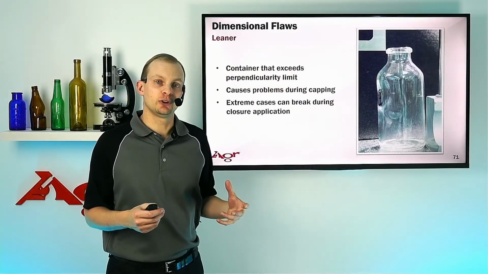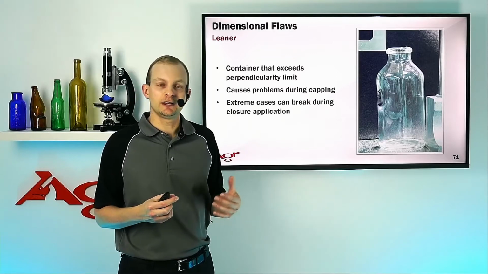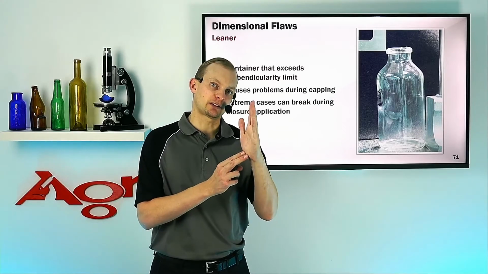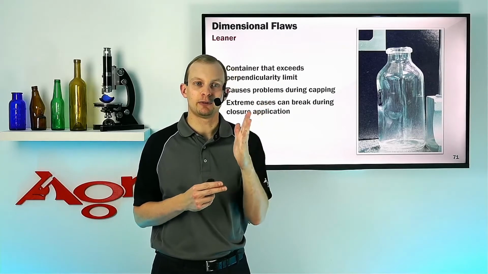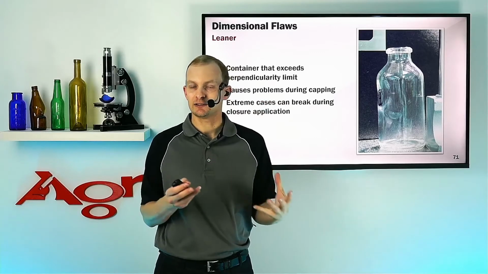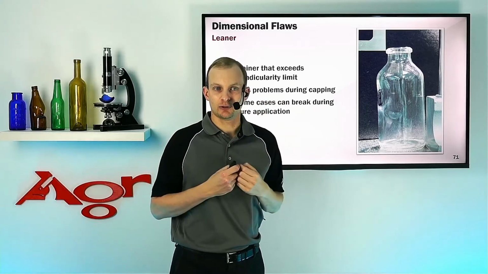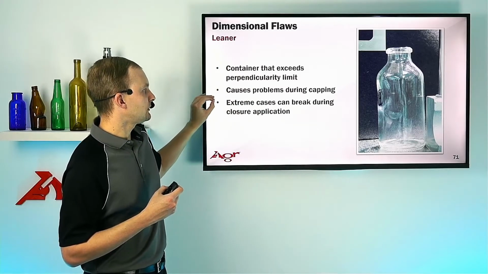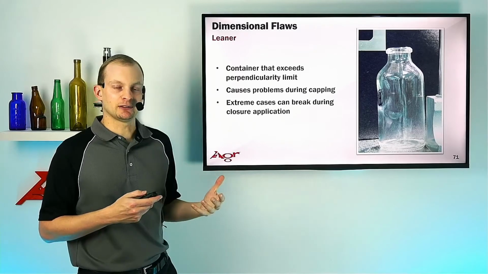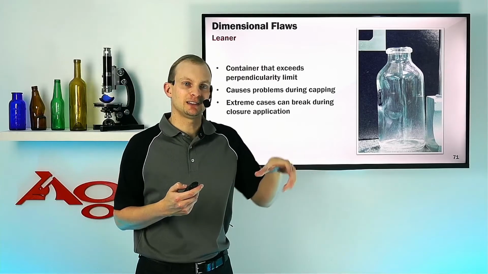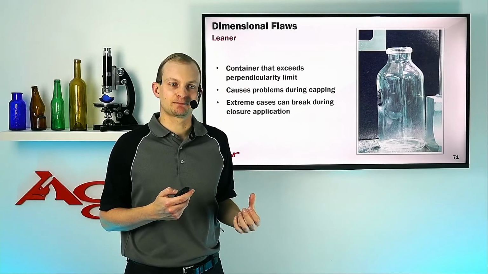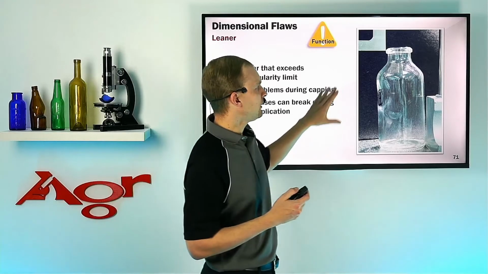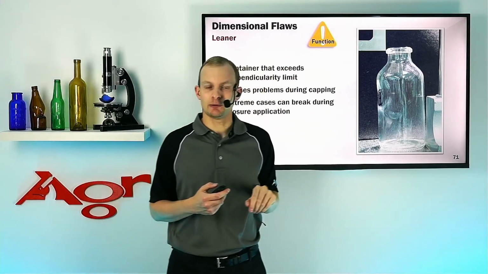The next dimensional flaw is referred to as a leaner. Leaners are when we have a container that's not vertical. It doesn't meet our perpendicularity spec. Something about it caused it to tip, or maybe it was bumped while it was still hot. It sagged somewhere in the lehr. It's not vertical enough. It exceeds our perpendicularity limit. Usually this is only going to cause problems during capping. It'll cause issues on our line because it's not really going to go well in our process. Extreme cases could potentially break during closure application. So we would call leaners usually a functional type of flaw.